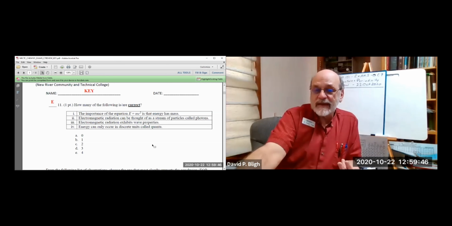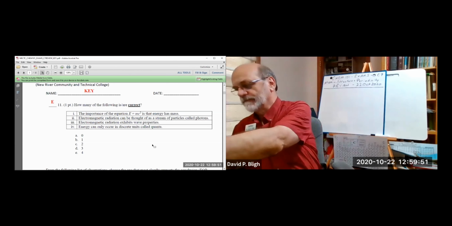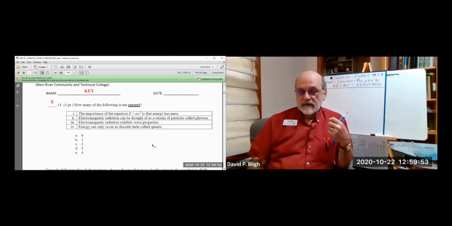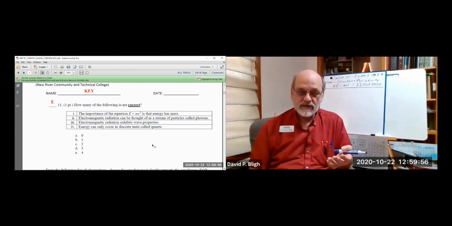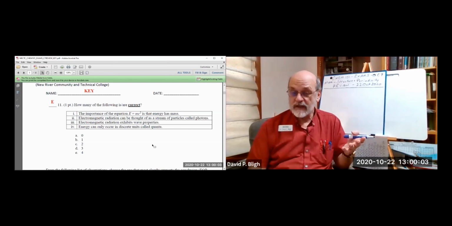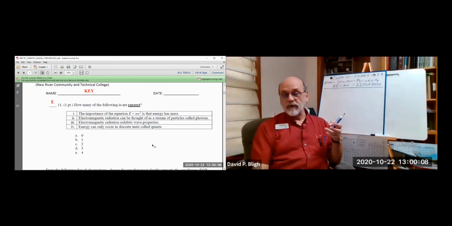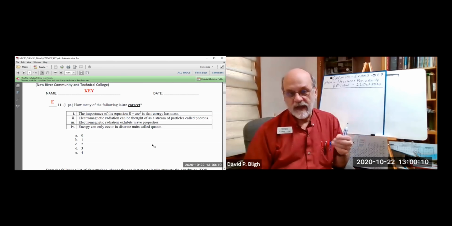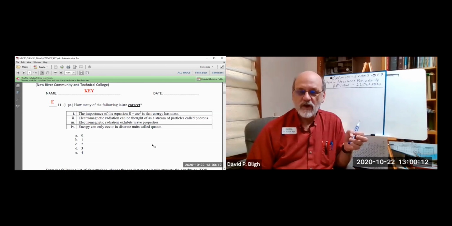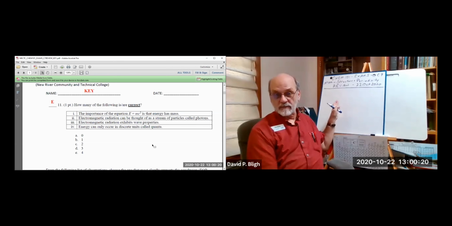The second one, electromagnetic radiation can be thought of as a stream of particles called photons. That's also true. Light, electromagnetic radiation, has both wave and particle characteristics. So the third one, electromagnetic radiation exhibits wave properties, is also true. So far we've got 3 out of 4 are true. How about the last one? Energy can only occur in discrete units called quanta. That's what the energy equation means.